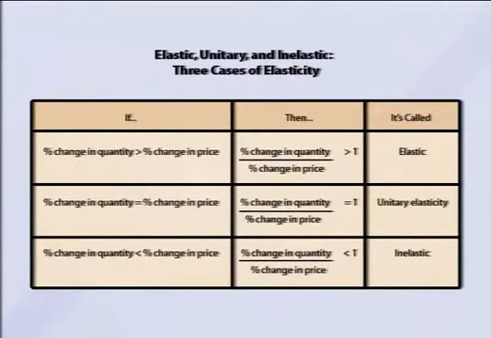Now, the third example is the in-between case. It's right between inelastic and elastic, and it's called unitary elasticity. It's called unitary elasticity because elasticity is 1. And again, in terms of that formula, it means that a given percentage change in price causes an equal percentage change in quantity demanded. If the price went up 10%, the quantity demanded falls 10%. And so the elasticity would be equal to 1 in that case.